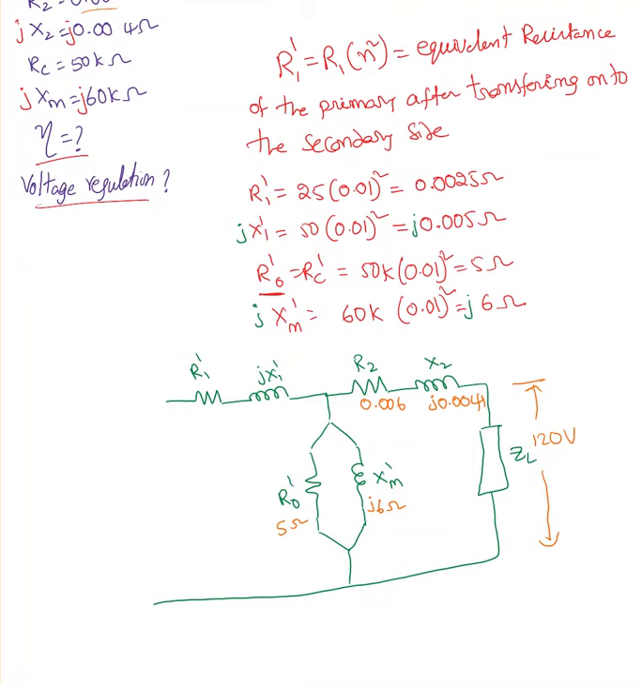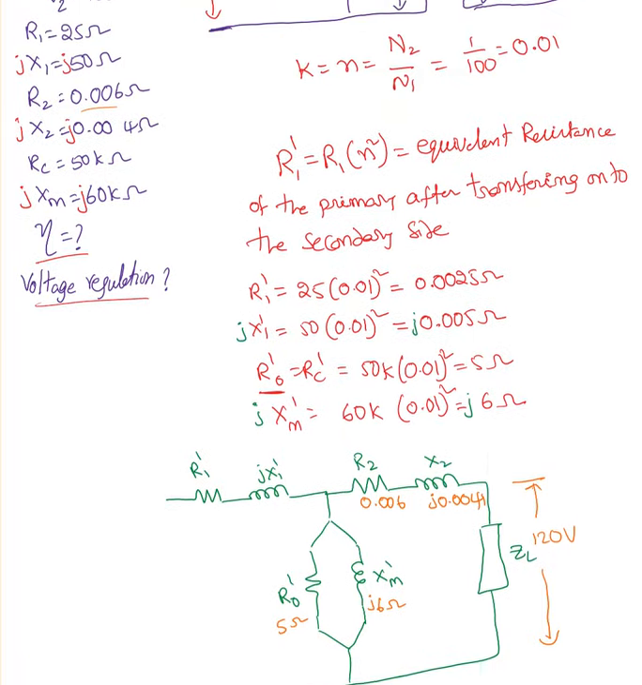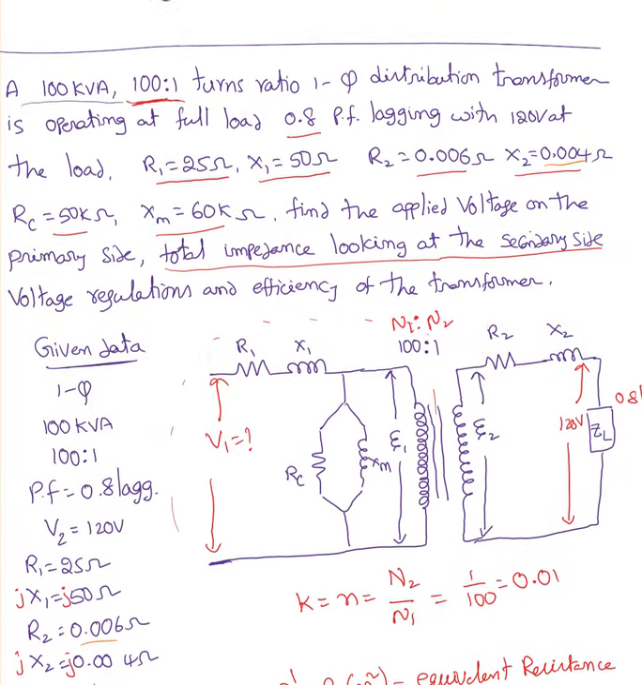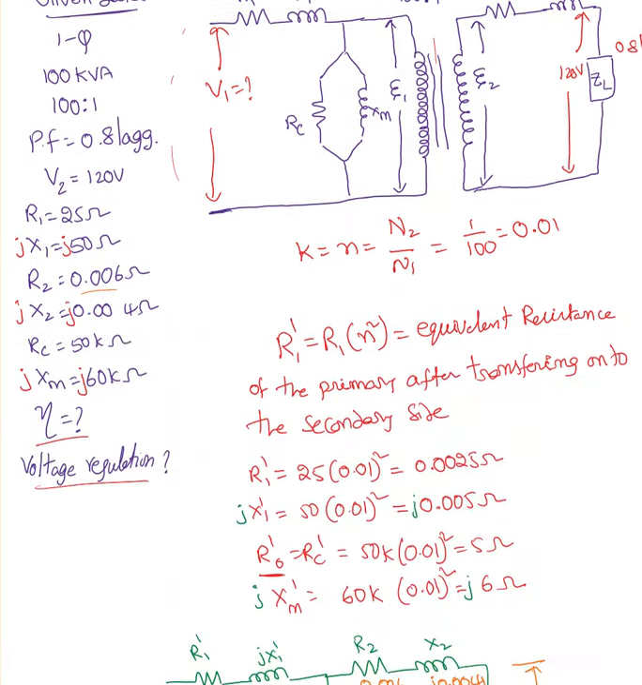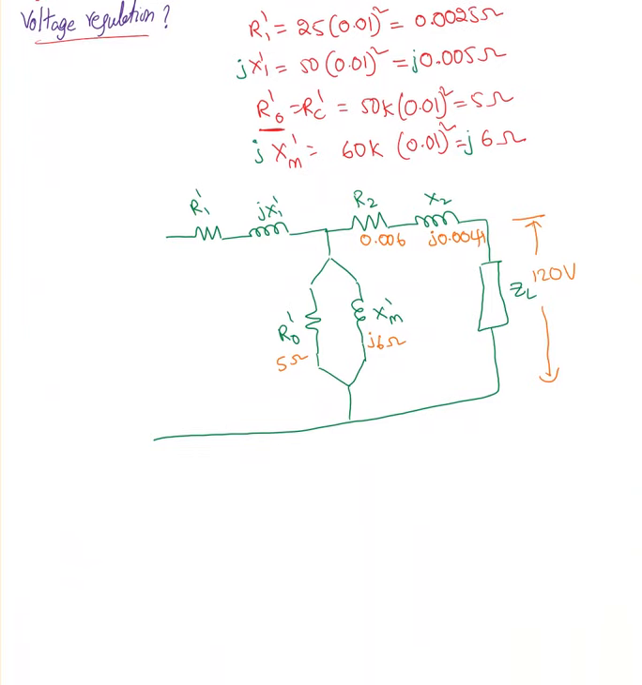As well as the power consumed by the load is given. He mentioned clearly it is operating at full load with 0.8 power factor. So the transformer is fully loaded and S value is given, 100 kVA. S equal to 100 kVA. So it is fully loaded.